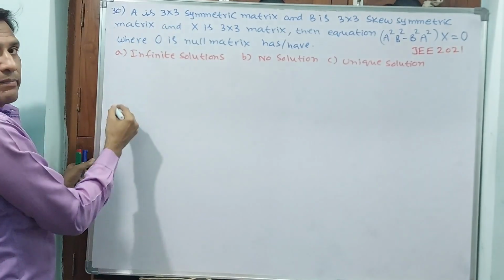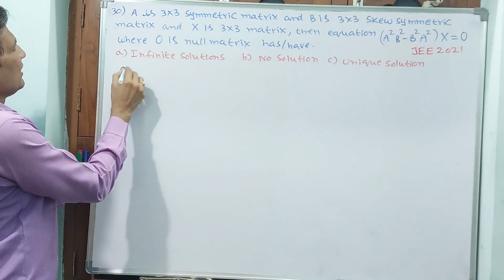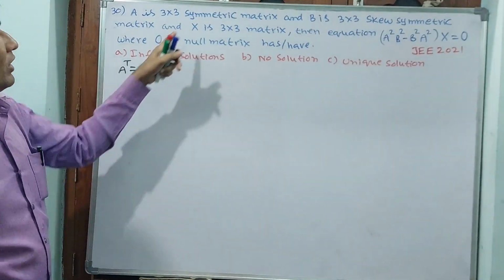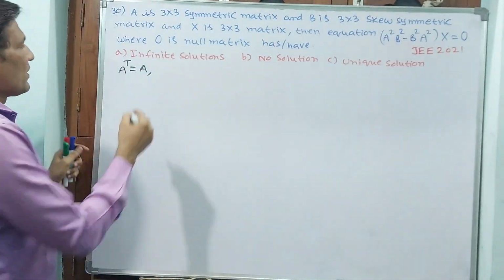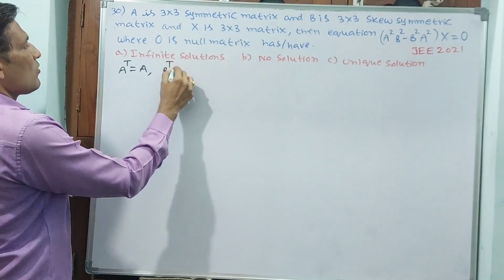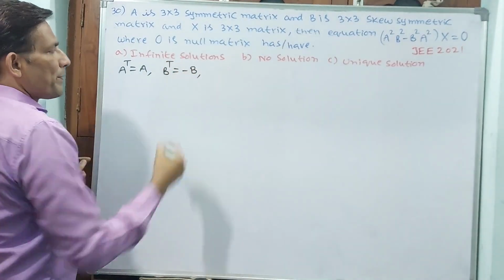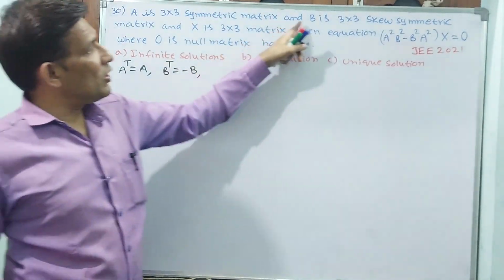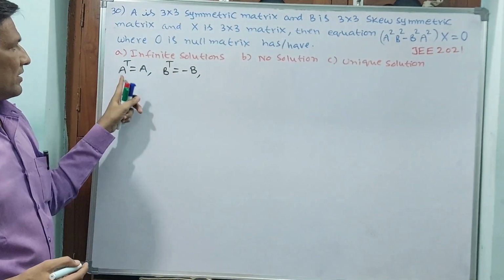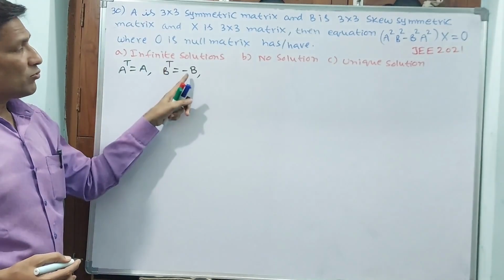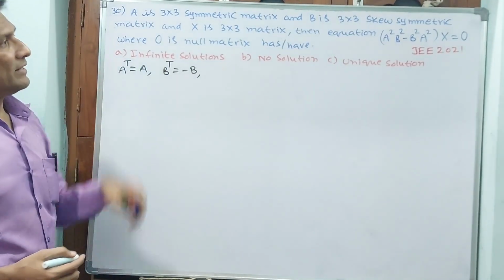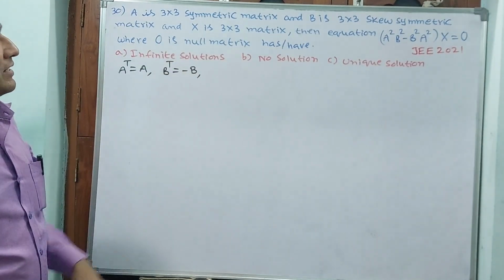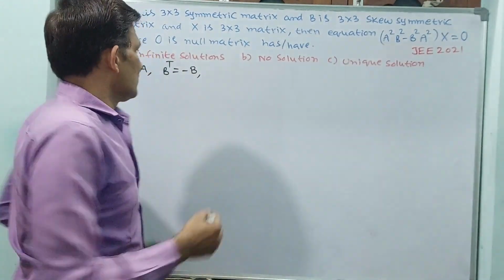see what is a symmetric matrix. If A transpose is equal to A, then A is called a symmetric matrix. If B transpose is equal to minus B, then B is called a skew symmetric matrix. Both are different. A transpose is equal to A, B transpose is equal to minus B. X is an ordinary matrix, that we don't bother about. Now go for here.